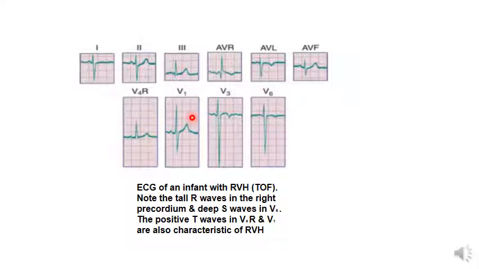So the features of right ventricular hypertrophy include tall R wave in right chest leads and deep S in V6. This is the basic principle, plus others; we told you the T wave is positive in V4R.